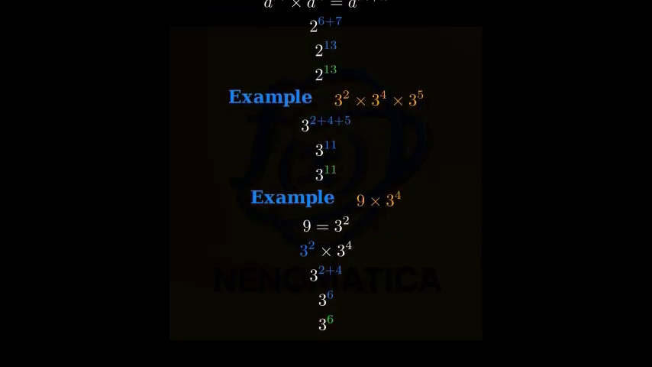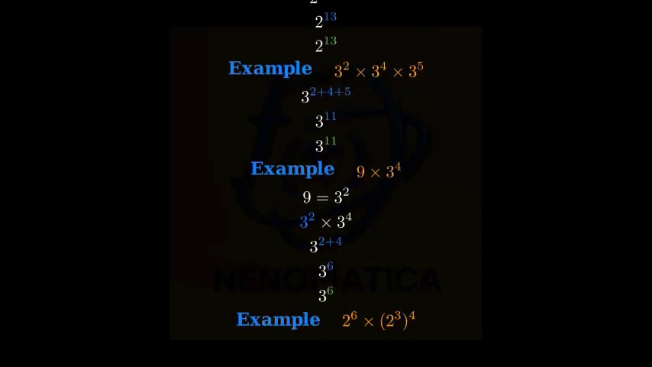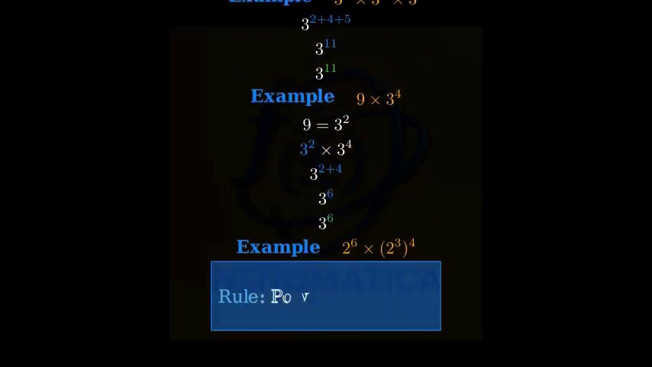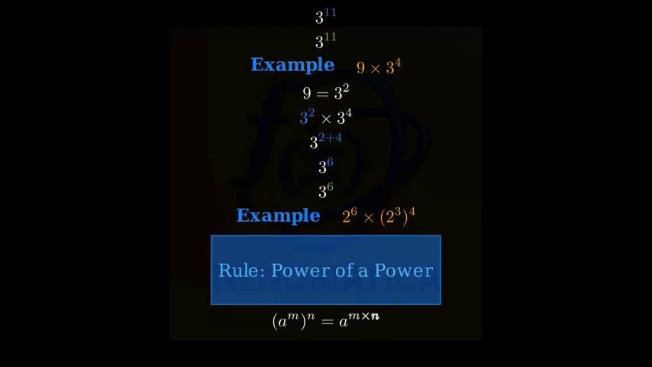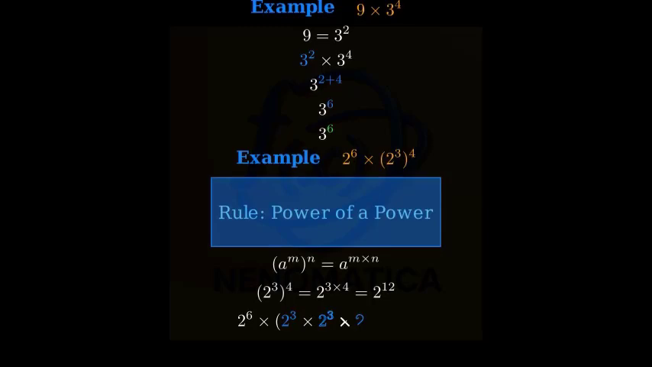Now, let's look at a more complex example. We have 2 to the power of 6 times 2 to the power of 3, all raised to the power of 4. First, we need to apply the power of a power rule. When we have a power raised to another power, we multiply the exponents. So 2 to the power of 3, all raised to the power of 4, equals 2 to the power of 3 times 4, which is 2 to the power of 12. Alternatively, we can expand this as shown in the image, 2 to the power of 3 multiplied 4 times.